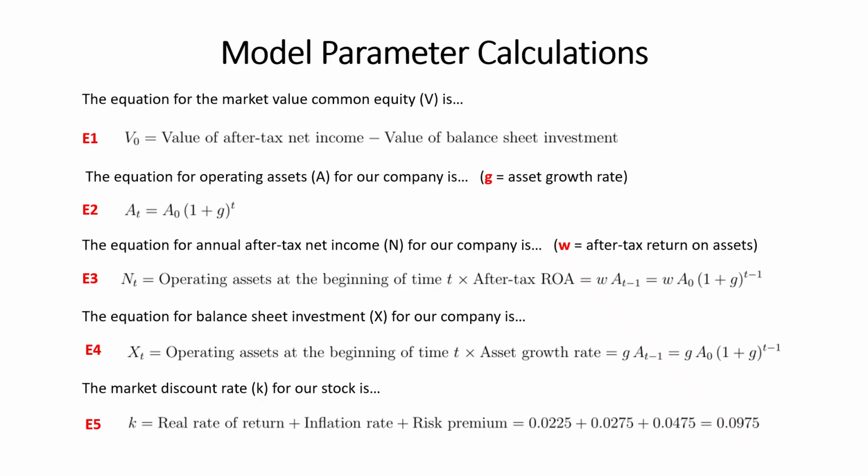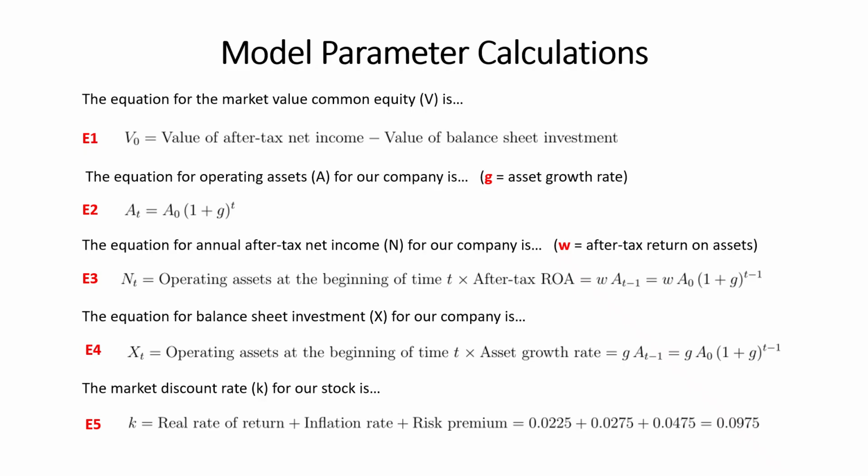Equation E2 is operating assets, and we designate the letter capital A for assets, and assets are going to increase over time. So what I want to do is make the assets time dependent. So I add a subscript T, and remember that T is time. So my assets at any point in time is going to be my assets now at time 0 times 1 plus G to the T power, where G is the asset growth rate.